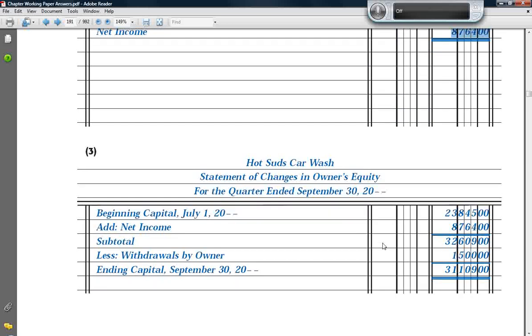So our second statement is the statement of changes in owner's equity. It's the Hot Suds Car Wash. The name of the statement, the what, and the when is for the quarter ended. It's for a period of time. Because we had no additional investments, we're making all our computations in the second column, so we have to go back to our beginning capital on July 1st, $23,845. I add my net income.